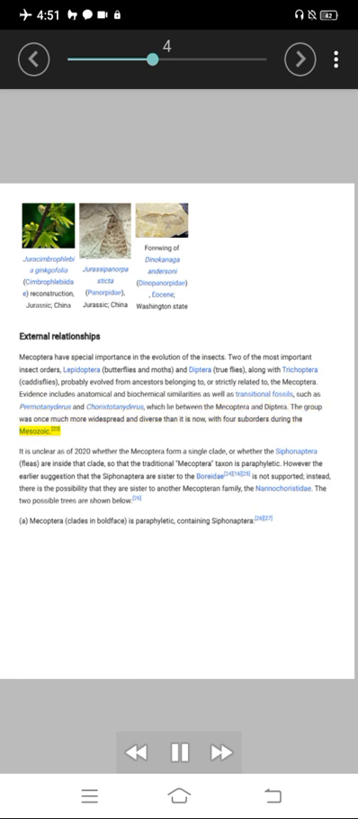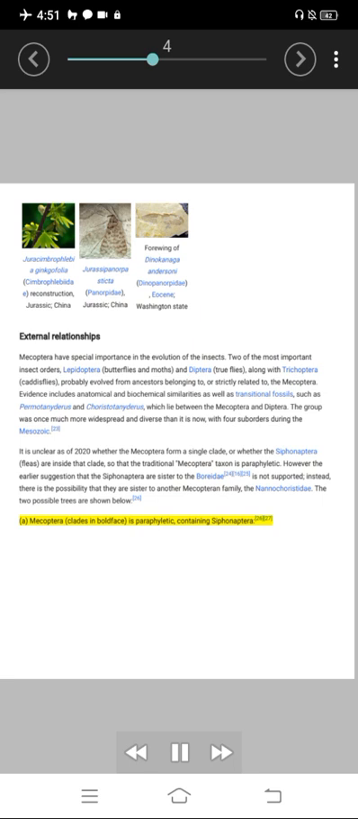23. It is unclear as of 2020 whether the Mecoptera form a single clade, or whether the Siphonaptera fleas are inside that clade, so that the traditional Mecoptera taxon is paraphyletic. However, the earlier suggestion that the Siphonaptera are sister to the Boreidae is not supported. Instead, there is the possibility that they are sister to another Mecopteran family, the Nannochoristidae. The 2 possible trees are shown below. 26. A Mecoptera clade in boldface is paraphyletic, containing Siphonaptera.